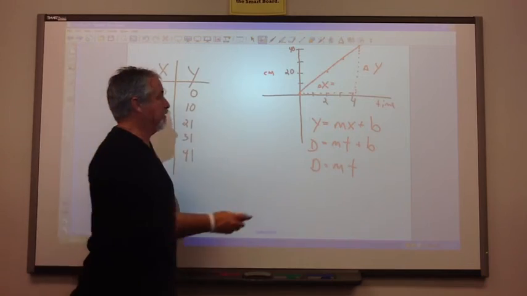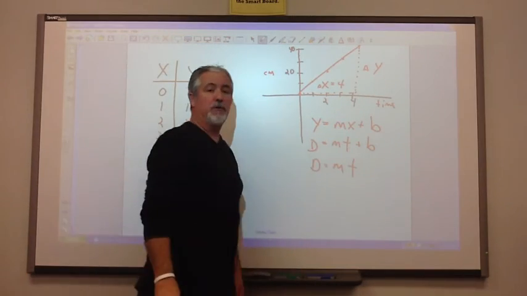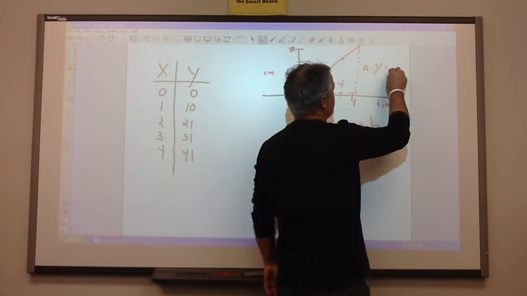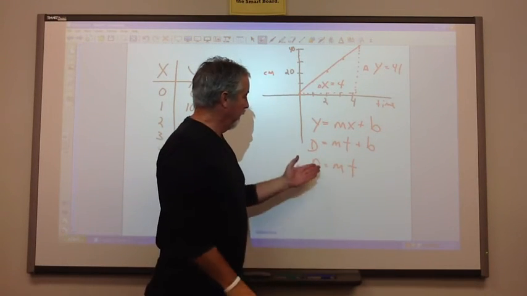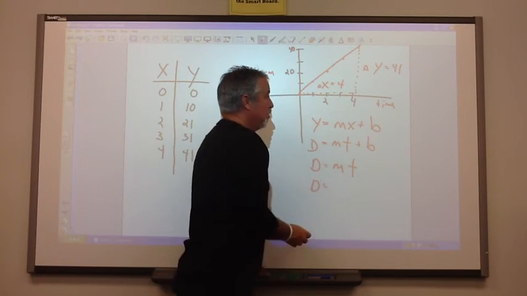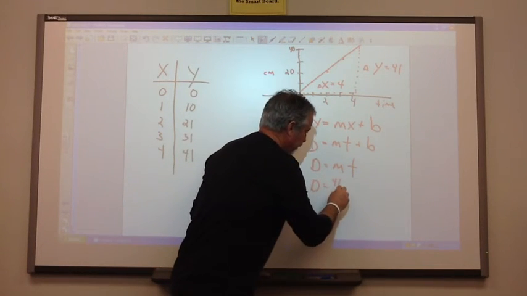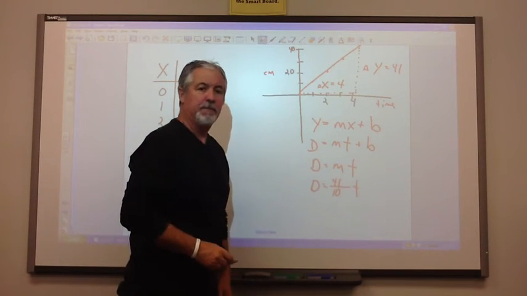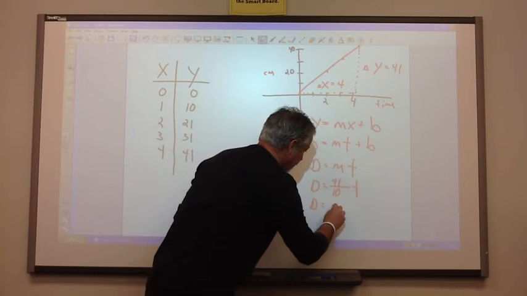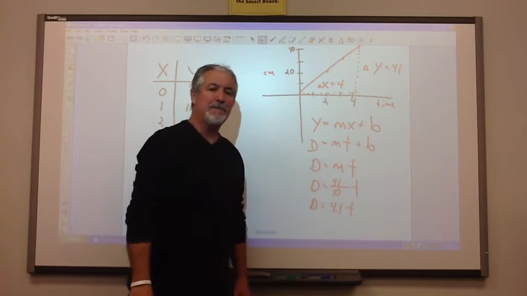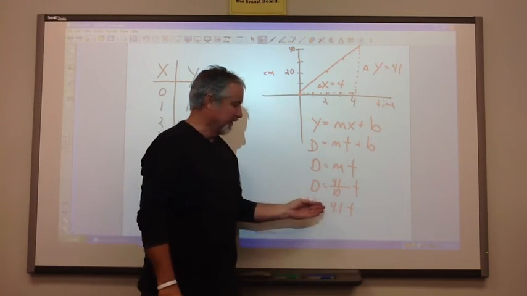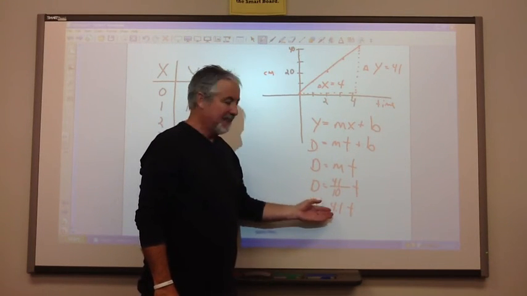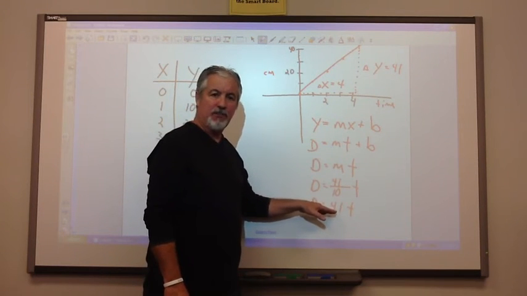It's 4 minus 0, so x changed 4 units. y went from 0 to 41, so y changed 41 units. So our slope is going to be change in y, which is 41, over change in x, which is 10, times t. Now we could reduce that down to 4.1t. And this is a very important concept of velocity. This is how fast that cart is actually going.